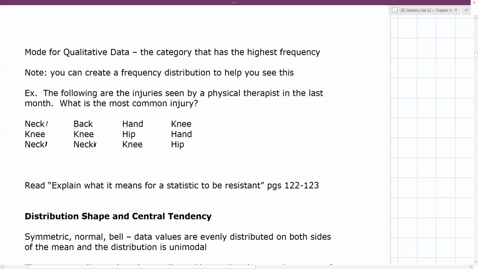So I have 3 knees. I have 1, 2, 3. Sorry, I have 3 necks. It looks like I have 4 knees, 1 back, a couple hips, a couple hands. So knee injuries are going to be the most common injury that this physical therapist has seen in the last month.